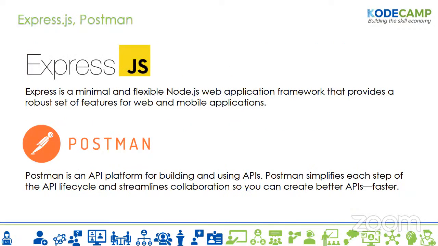Okay, so today we'll be working with Express. Express is just a minimal and flexible Node web application framework that provides a robust set of features for web. And we're working with Postman, and it helps us test our API. So it's a testing platform. It helps with testing our APIs and helps us build code faster.